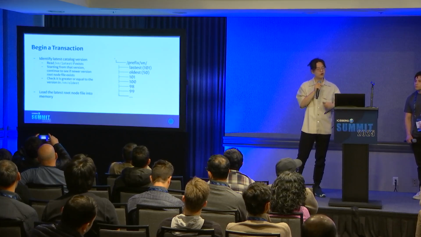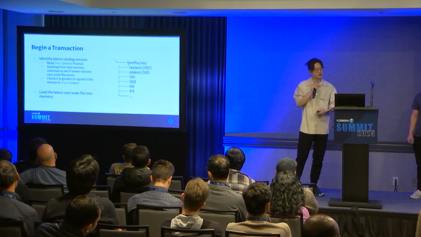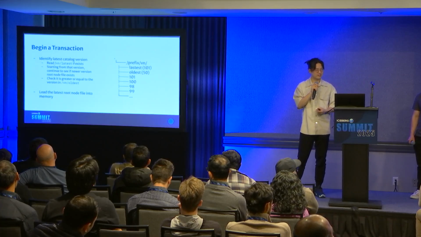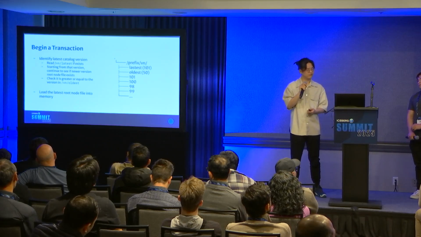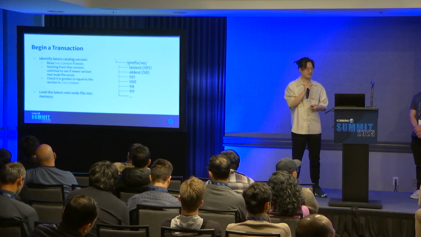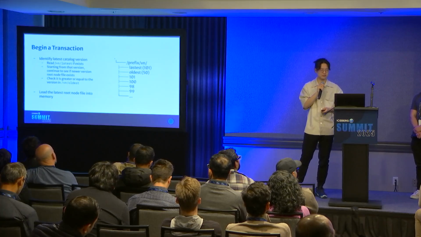So when you are beginning a transaction, the first thing you do in the Olympia format is identify the latest catalog version. You do that by reading the latest version number if it exists. And then starting from that number, you continue to seek for newer versions and check if it is greater than the oldest. And then after you determine the latest version, you load that into memory.